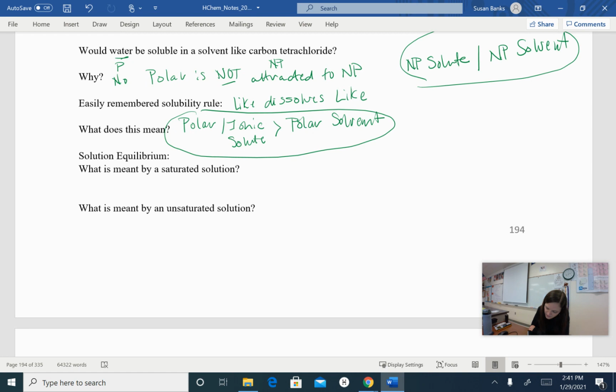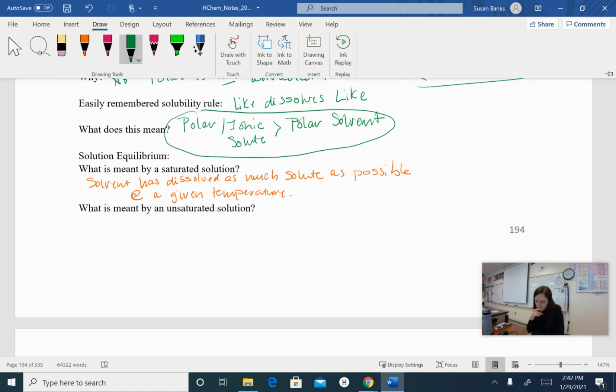So the solvent has dissolved as much solute as possible. I cannot dissolve any more solute at a given temperature. Okay, I cannot dissolve anything more. All right? So, if that's saturated, what would an unsaturated solution be? Unsaturated means that there's still room to dissolve more.